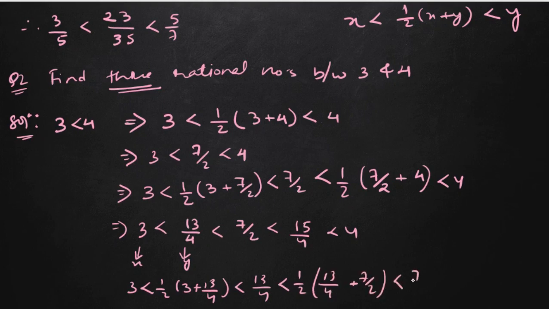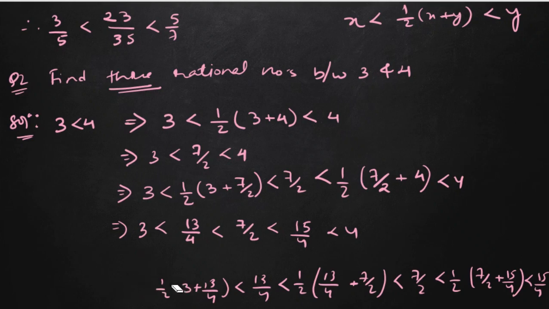And again you have to multiply half and add 7 by 2 and 15 by 4, which is less than 15 by 4. So in this way you have to continue it to find more than three rational numbers. If you want to use this method, you can use this, and there is one shortcut also. So it's up to you which method you want to follow. I will give one shortcut method also to find the rational number between any two rational numbers.